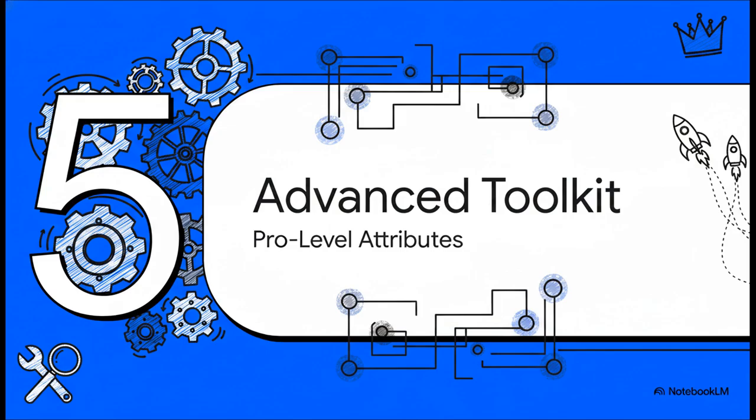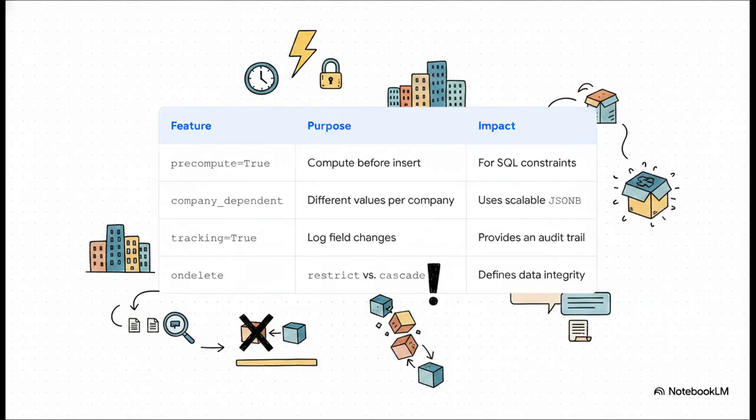These are the field attributes that really separate the senior devs from the juniors, especially if you're working with modern Odoo. Lightning round. Precompute equals true? This forces a stored field to be calculated before the record is even inserted into the database. It's essential for things like SQL constraints. Company dependent? A super slick way to handle multi-company data by storing it in a single, scalable JSONB column. Tracking equals true? Boom, one line, and you have a full audit trail for that field right in the chatter.